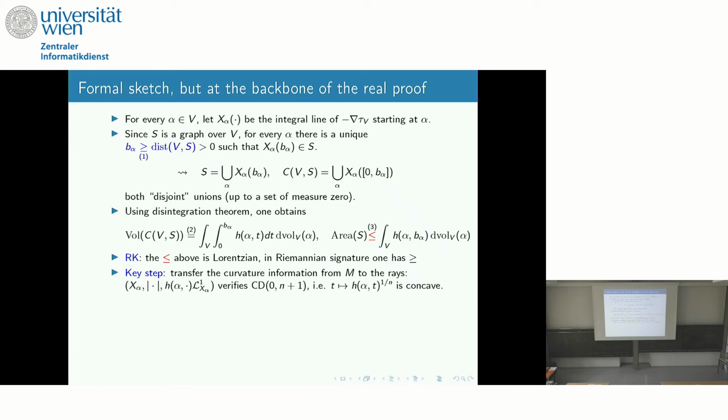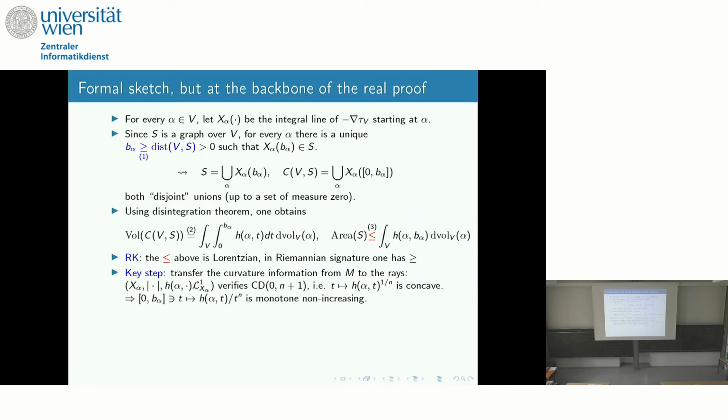Okay? Now, the key step is to transfer the curvature information from M, from the ambient space M, to these rays. Actually, what happens is that each one of these rays, x alpha, with the Euclidean distance and with this weighted measure, verifies the Lott-Sturm-Villani CD(0, n+1) condition, which is an overkill to say that the density to the power 1 over n is concave. Okay? Now, what does it mean that the density is concave?